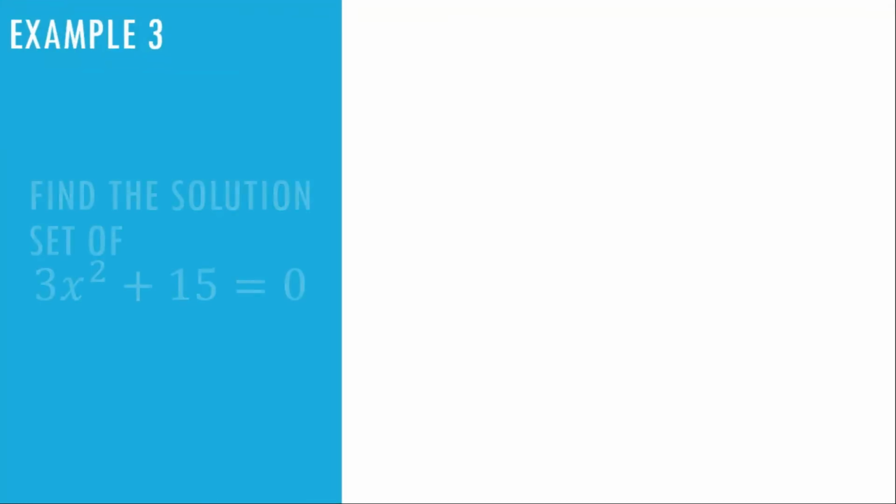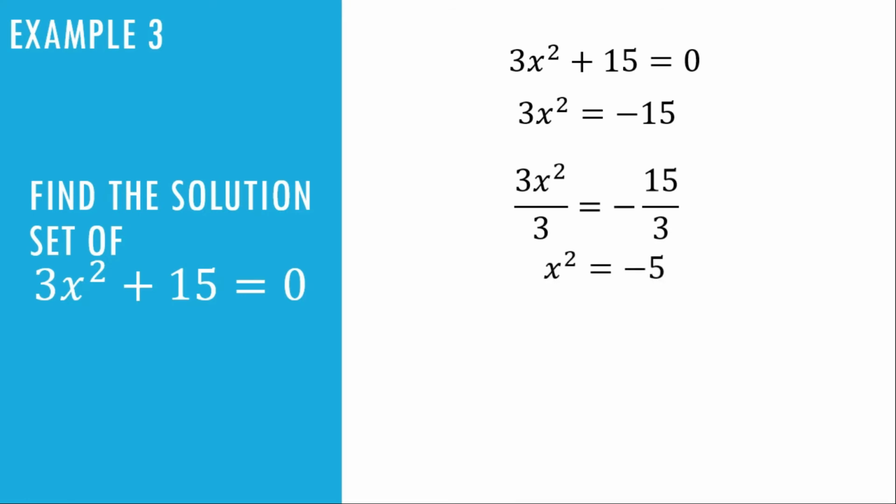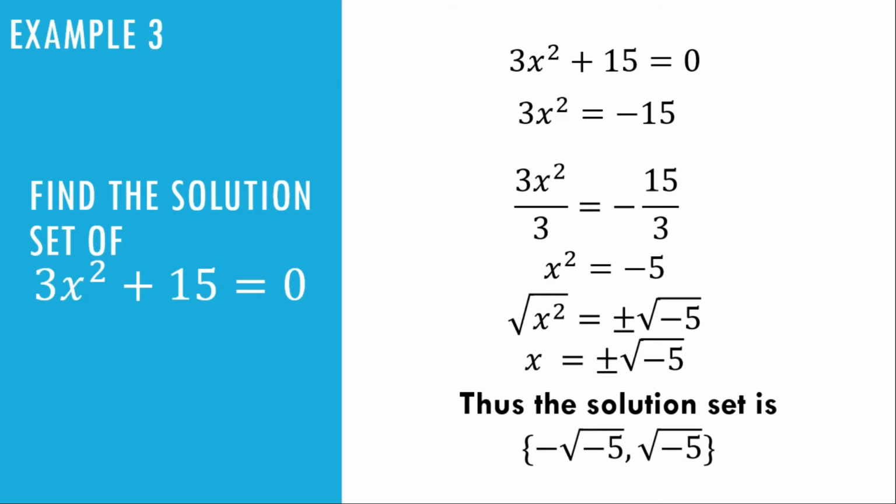Okay, example 3. Find the solution set of 3x squared plus 15 is equal to 0. So, need nating matira lang si x squared sa left side ng equation. So, 3x squared is equal to negative 15. Tapos, divide both sides by 3. X squared is equal to negative 5. So, square root natin according to the square root property. Kaya, magiging x is equal to positive negative square root of negative 5. So, our solution set is negative square root of negative 5 and square root of negative 5.